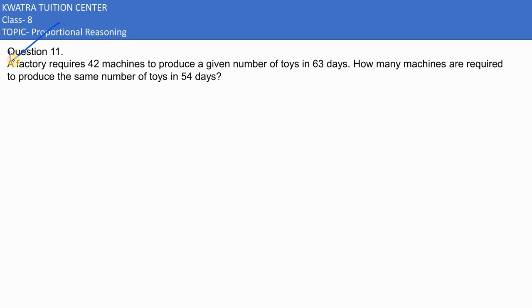Now the next one is: a factory requires 42 machines to produce a given number of toys in 63 days. So here you could see the relation between machines and days, and they are asking for the second part, which is: how many machines are required to produce the same number of toys in 54 days. So first we could write machines on one side and on the other side the number of days.